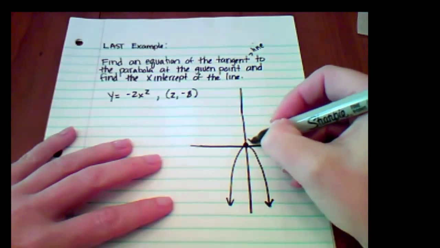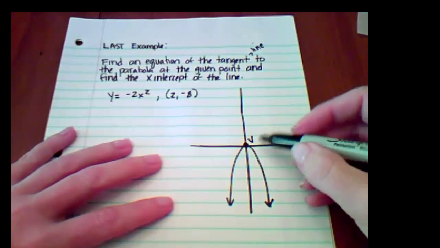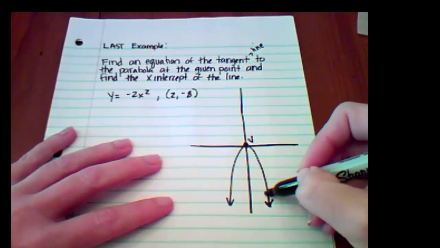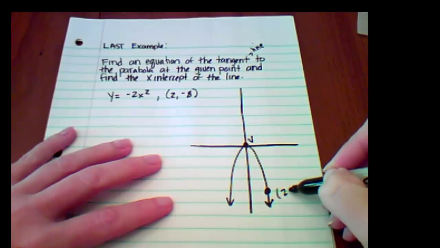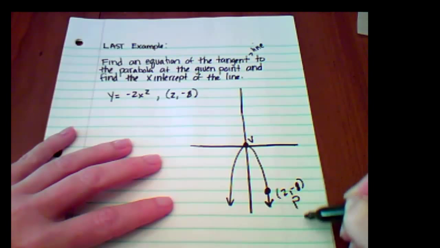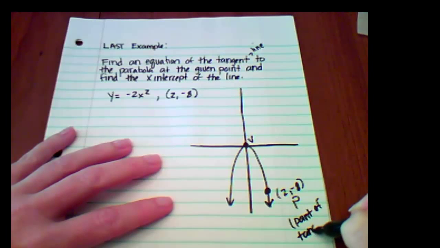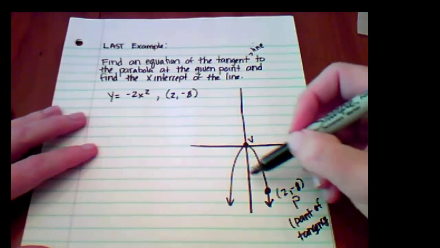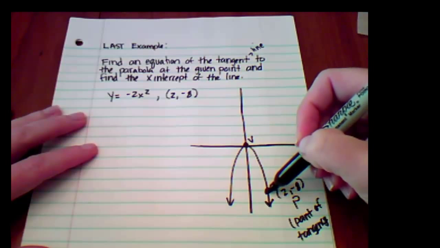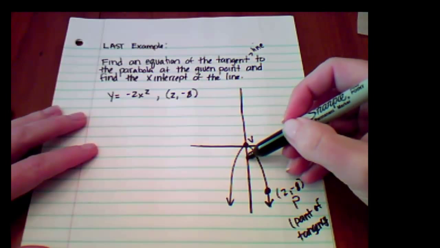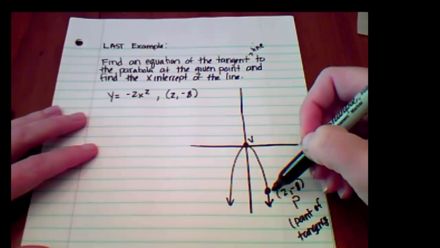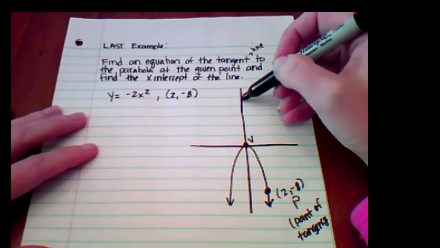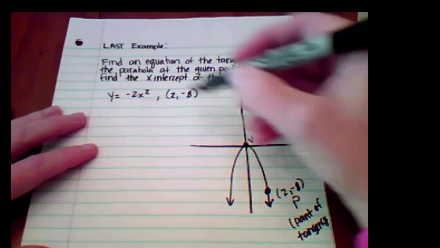Now, here's my vertex, and (2, -8), and I'm just going to go by 2s: 2, 4, 6, 8. So here is my point of tangency. This is my P, or my point of tangency. What the reflective property says is, if I draw a segment from the point of tangency to the focus, it's going to create the same angle from the point of tangency to another point up here. So let's first find the focus.